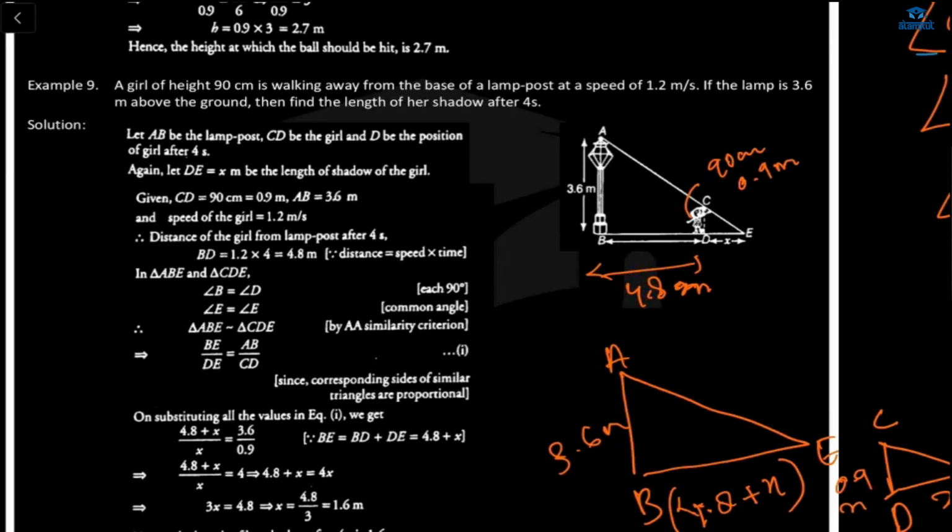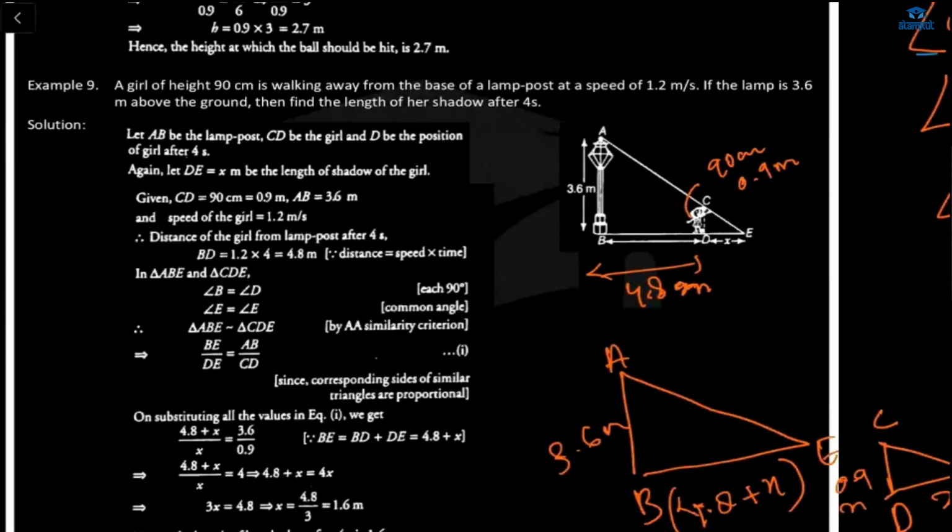Then find the length of a shadow after 4 seconds. Okay, after 4 seconds, you need to find out. Now, the girl's shadow will be formed in front of her only. So this DE will be her shadow. Now she is walking away from the lamp at a speed of 1.2 meter per second, and you have to find out the shadow at 4 seconds.